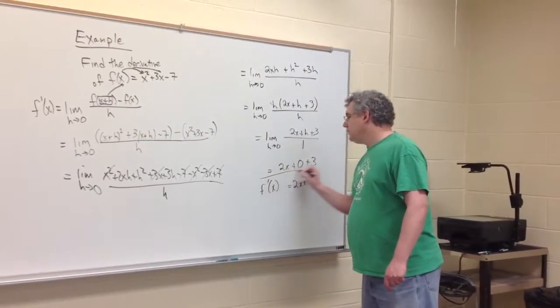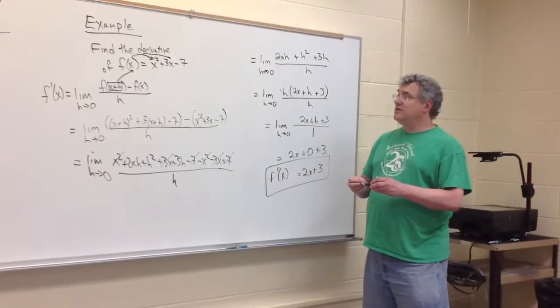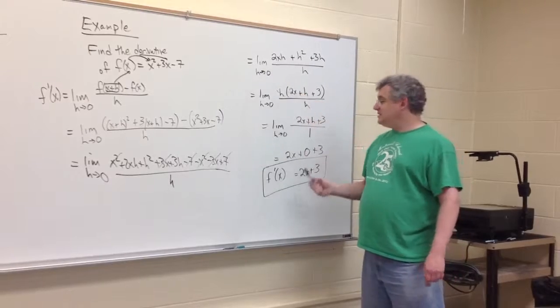The derivative is usually a formula, and in this case, the derivative of x^2 + 3x - 7 is 2x + 3.